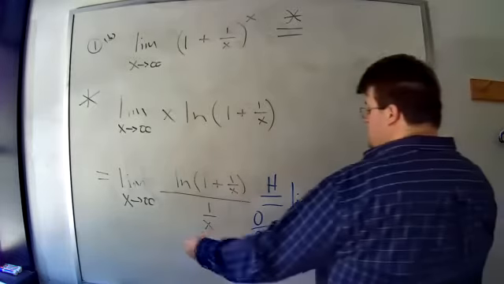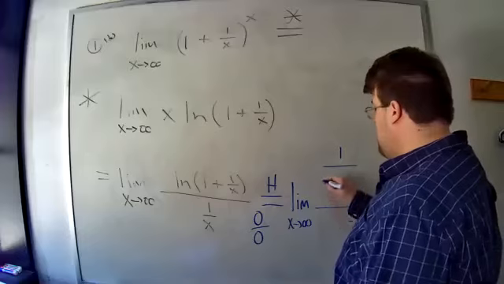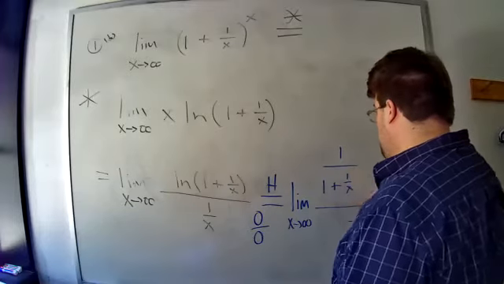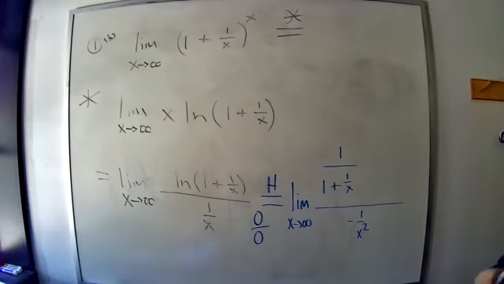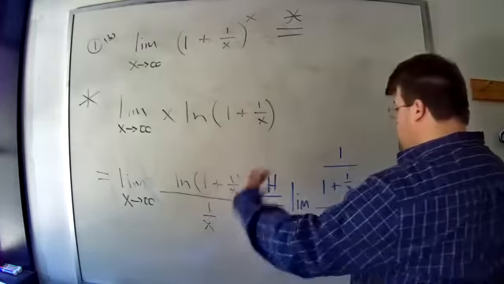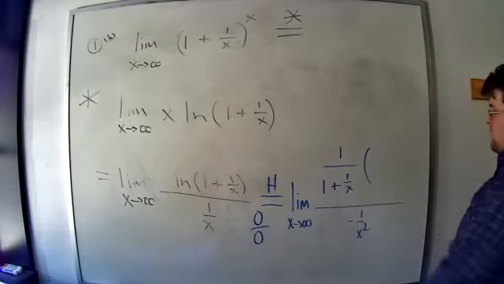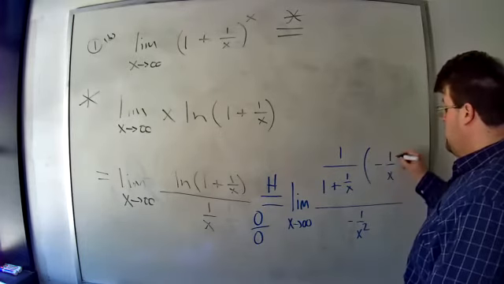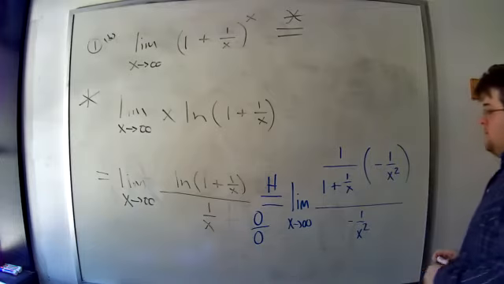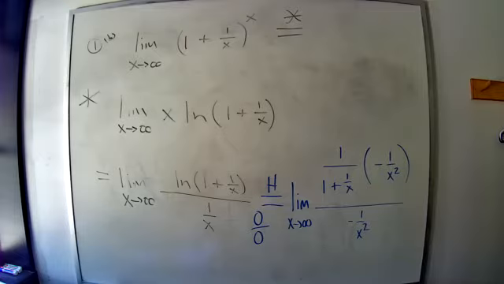Well, we have a logarithm function. The derivative of a logarithm is 1 over the inside. So we have 1 over the inside times, by chain rule, the derivative of the inside. What's the derivative of the inside? Derivative of 1 is 0. Derivative of 1 over x is negative 1 over x squared. Any questions about getting to that line there?